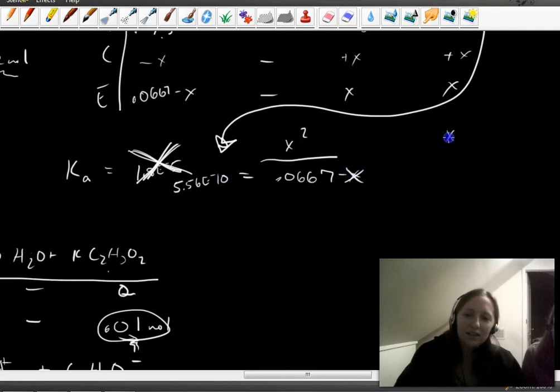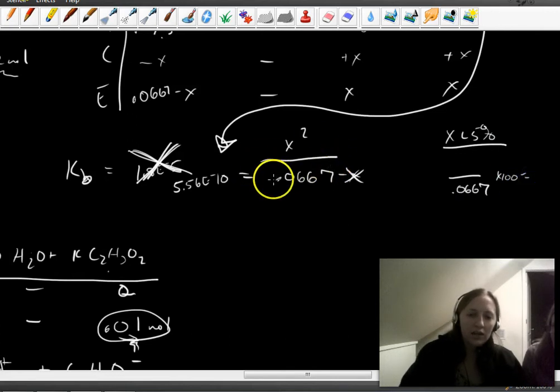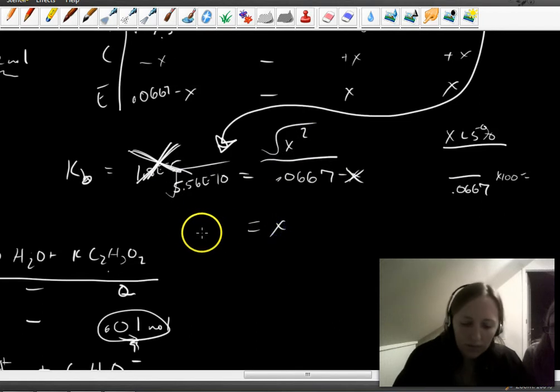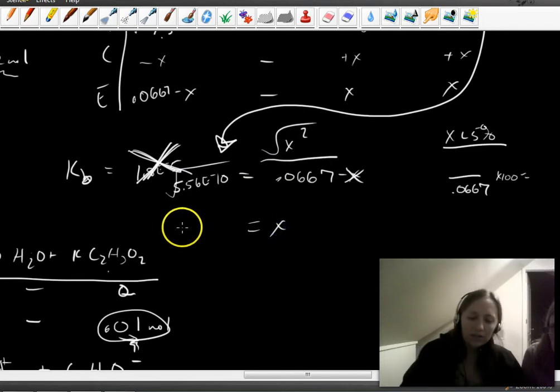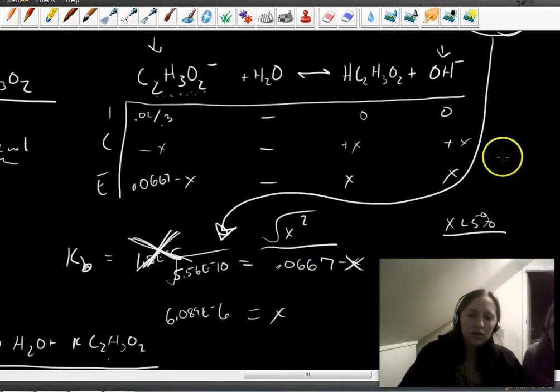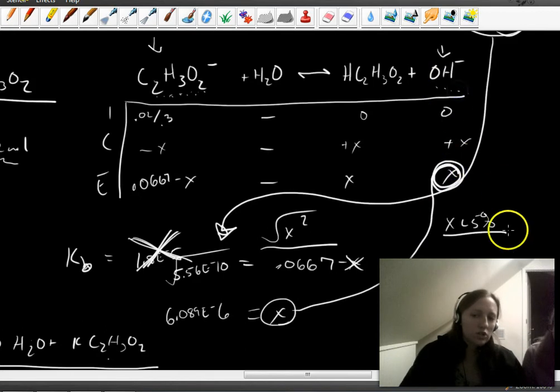You kill the x. X is less than 5%. Change out the Kb now. Kb, that makes me happy. And that's going to be 0.0667. And we multiply these and we square root them, and you end up with x equals some number, 6.089e negative 6. That is x, which is the OH, the hydroxide ion concentration.